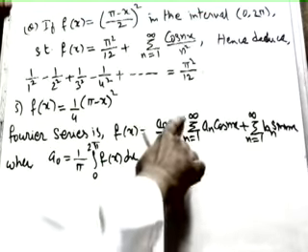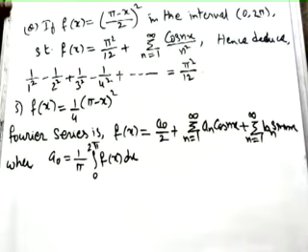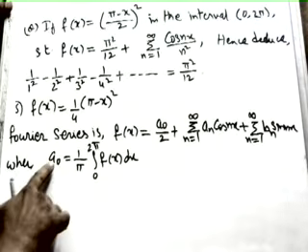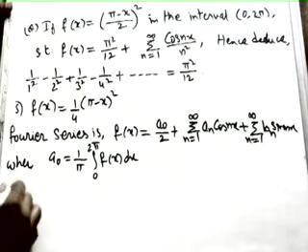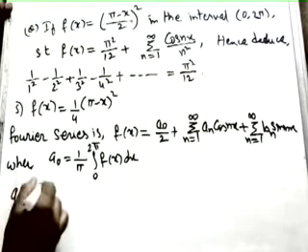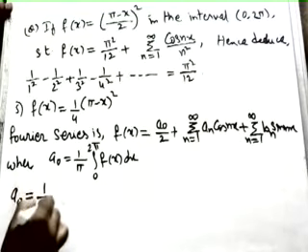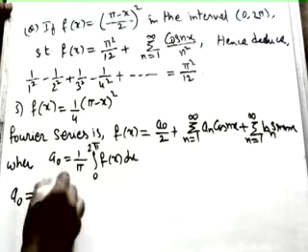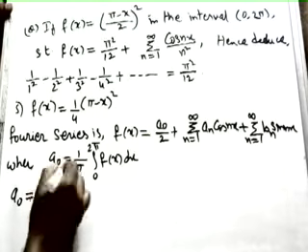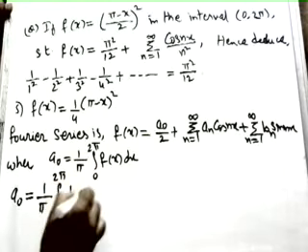Now a naught by 2. Just now we have seen the sum from n equals 1 to infinity of a n cos nx, and similarly b n. So let me start with a naught first. So what is a naught here? a naught equals 1 by pi integration from 0 to 2 pi.